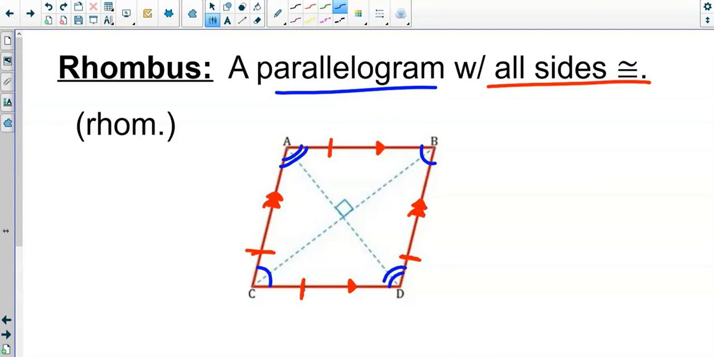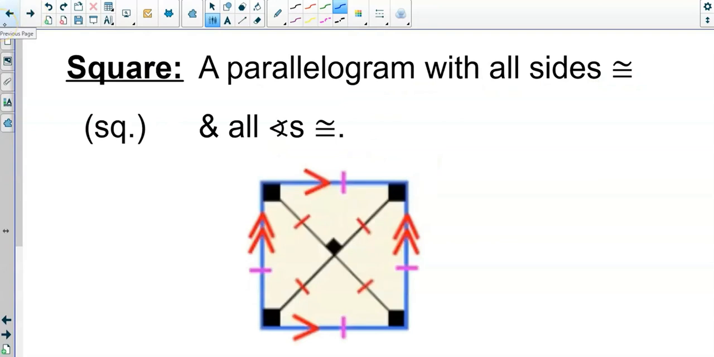And then last but not least, I call this kind of the incestual love child of the family of parallelograms, because if we take a parallelogram, a rectangle, and a rhombus, and they had a love child, that would be the square. The square is a parallelogram with all sides congruent, which comes from the rhombus. All angles congruent, which comes from the rectangle. And then it's a parallelogram.